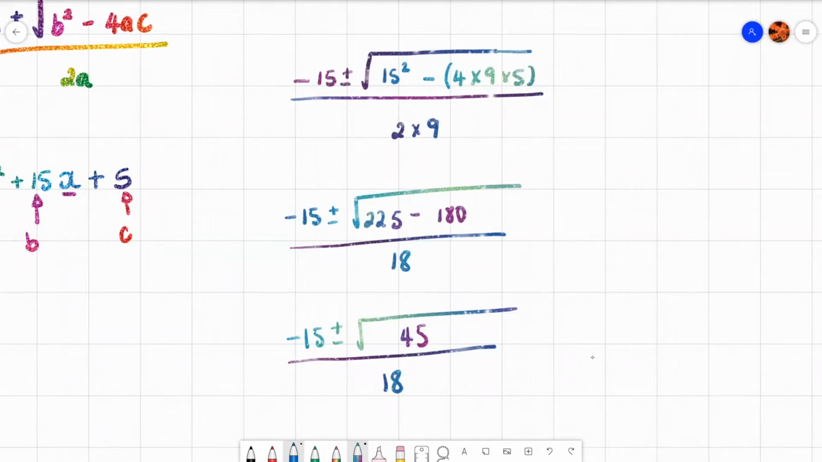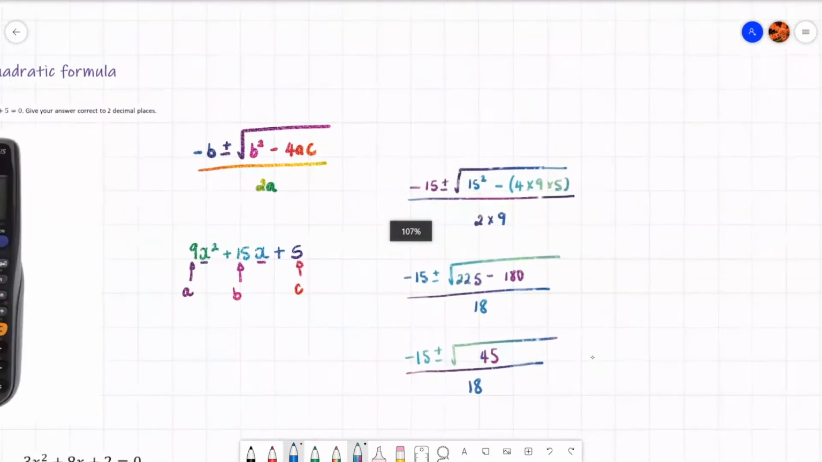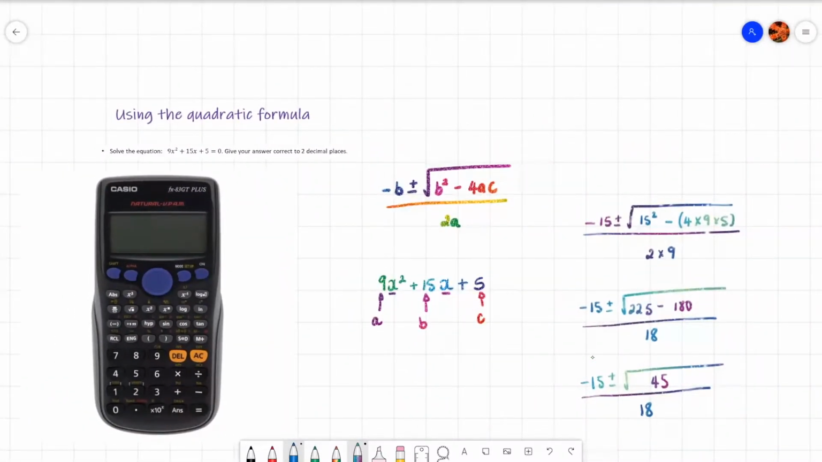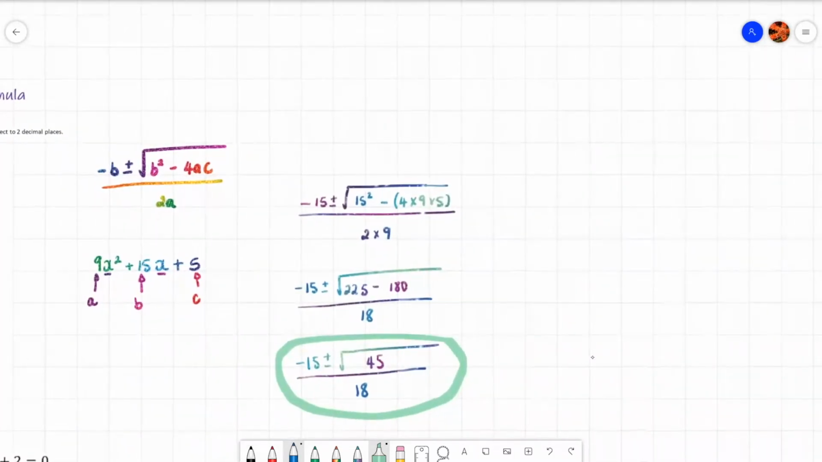I can tap this into my calculator. The reason I've got a picture of a Casio calculator here is just so that you can see what buttons to press. If you press this button here, you end up with a fraction. Then you can tap in what you've just worked out exactly how it is and press equals, and you will get your answer. So press this fraction button, then do minus 15. And then what you need to do is the plus sign first, and then the minus sign.